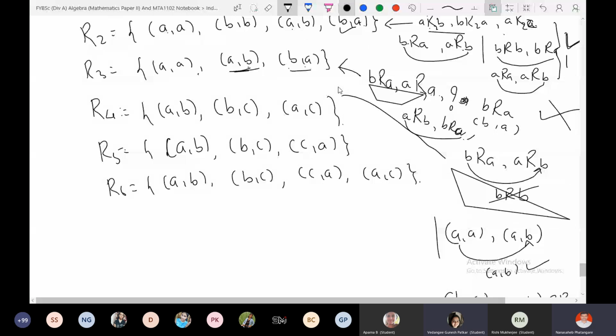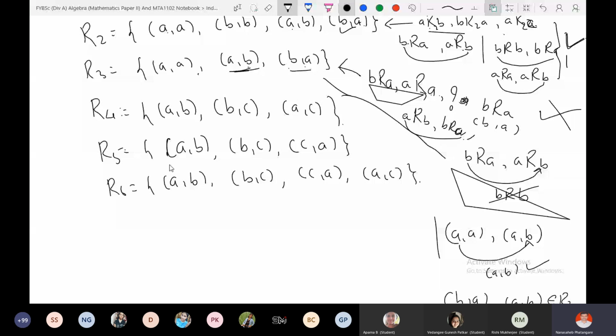So you should check all the possibilities. No possibility should be missed out. Then only you can declare: if for every choice of these pairs it satisfies the condition for transitivity, then it is transitive, otherwise not transitive. Right, so you just think about it.